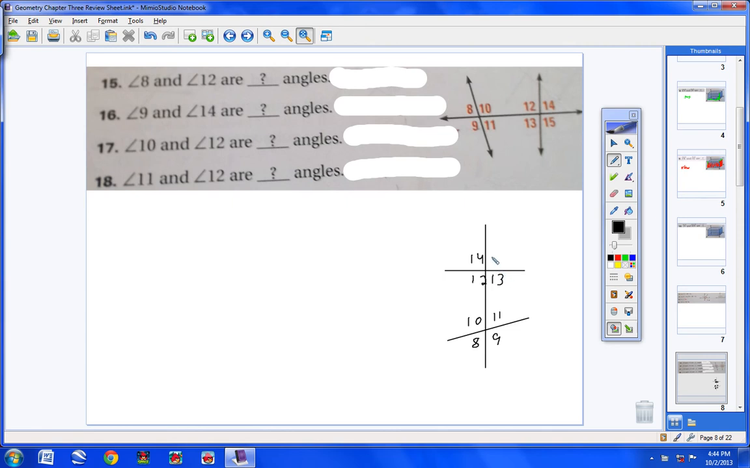And this would be angle 15 right here. All right, here we go. Wow, that was a lot of work there. Angles 8 and 12. All right, here we go. Let's get our red. Here's 8. Here's 8. Here's 12. 8 and 12.